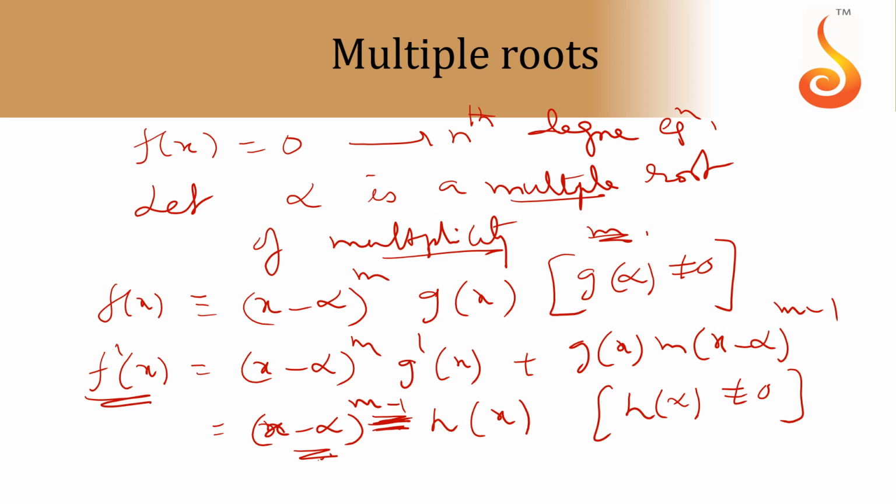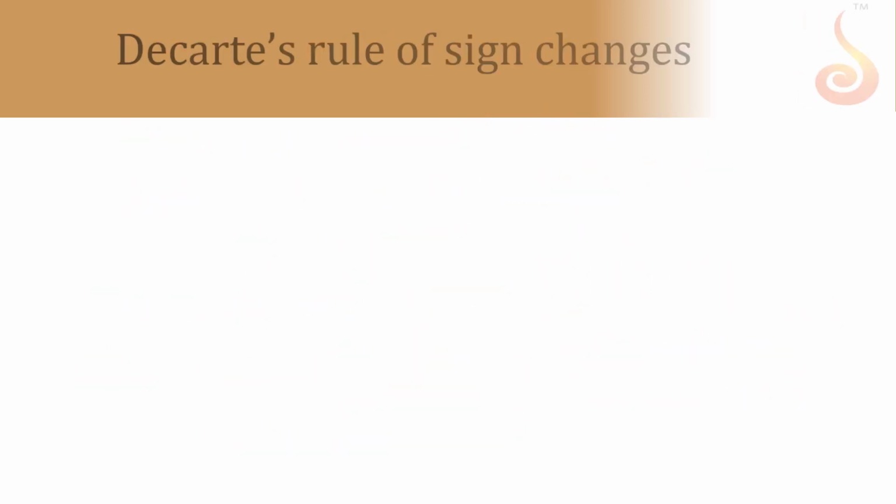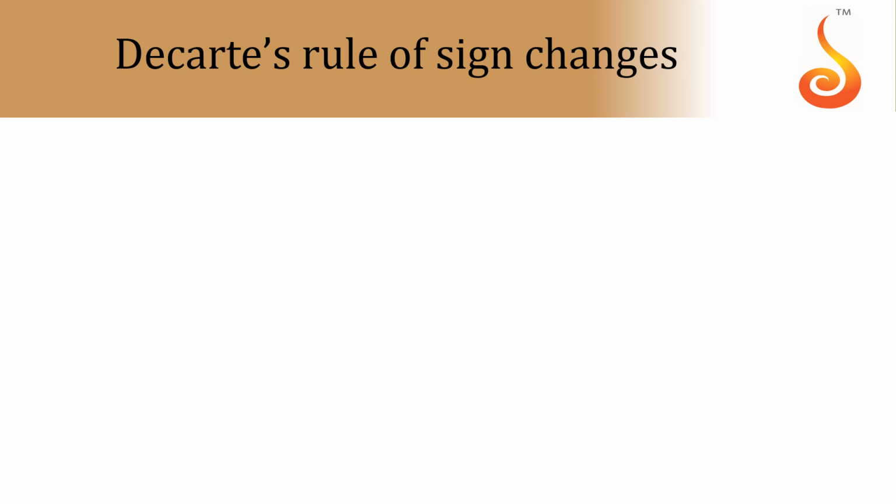So please remember, whenever you have an equation, suppose you have a 10th degree equation, for that equation 2 is a multiple root of order 5. Then its derivative equation will be a 9th degree equation, and the same root 2 will be a multiple root of order 4. So this is a very, very important point. Next, Descartes' rule of sign changes. Suppose f of x has sign changes some k1. Assume this is nth degree.